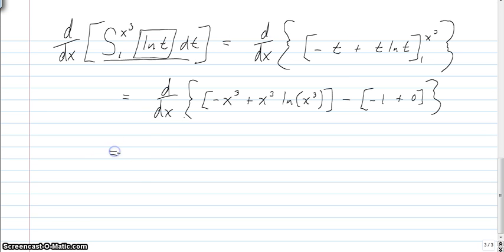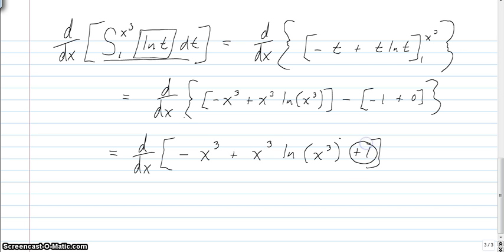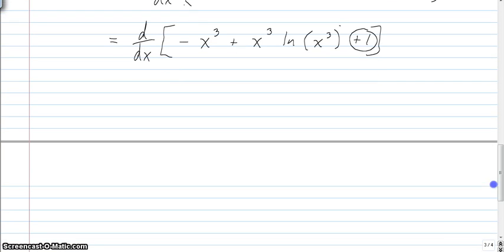So what does this boil down to? The derivative with respect to x of all this stuff with x's and then plus 1. When I do the derivative of the constant term, it's going to go away, so I don't have to worry about that. So if we start taking the derivative, it is negative 3x squared plus, and then to get the derivative of this term, I have to use the product rule.